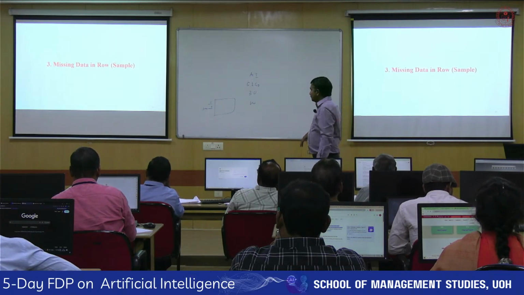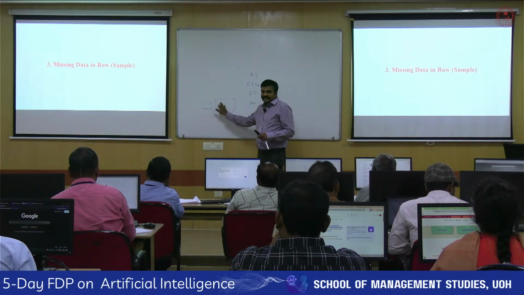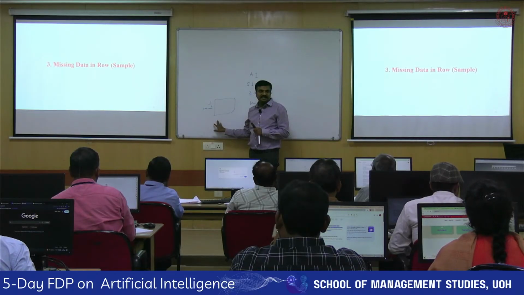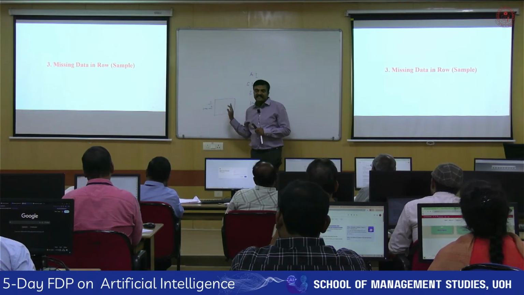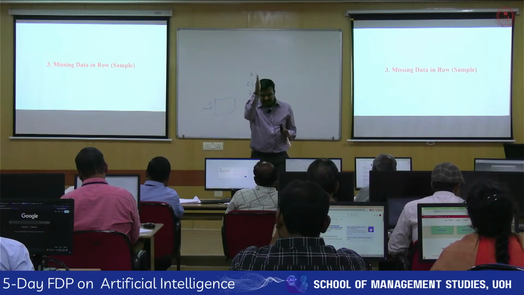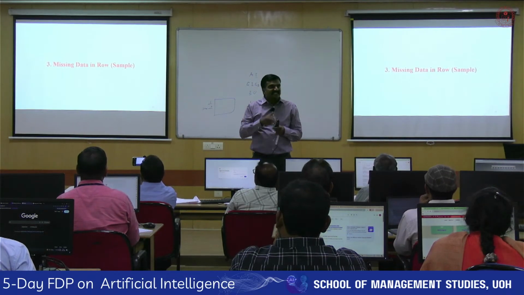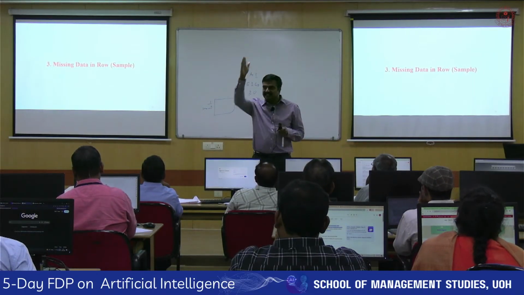What is a row? This is the data, right? How many samples have we discussed in this example? 384 faculty. Each faculty is called a sample. What is a column? Age, gender, playfulness. All these things are columns.